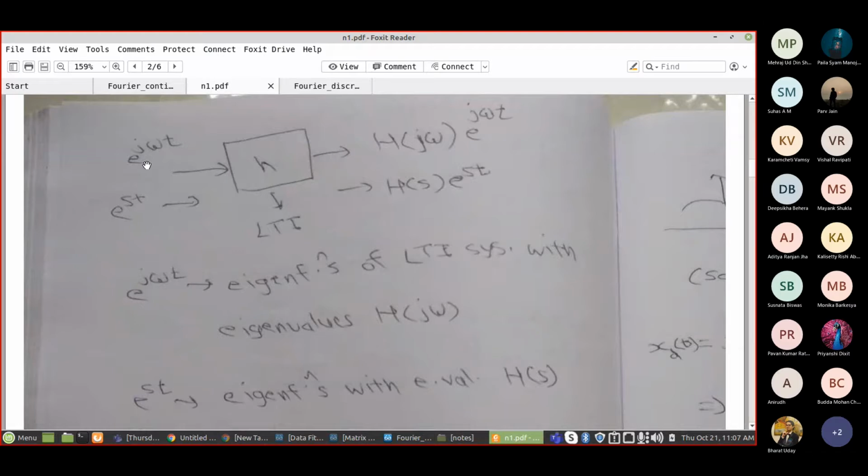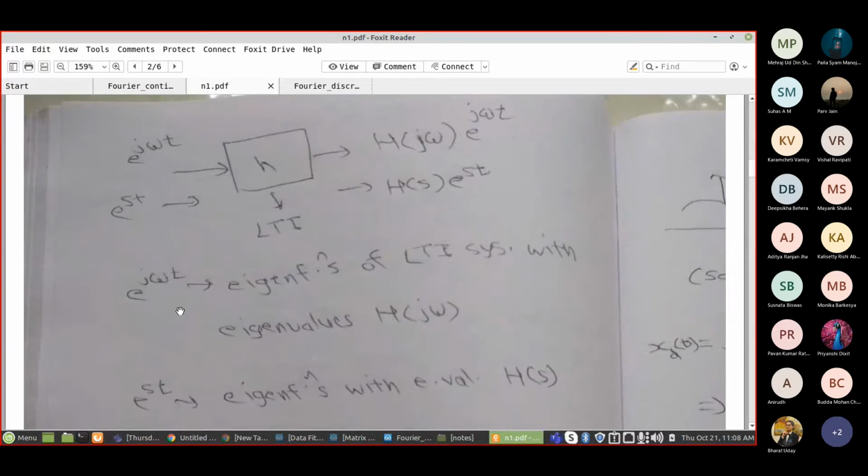This function is serving like an eigenfunction to this infinite dimensional system, and what we get as its output is just some complex number times this same function. Okay. So these complex exponentials are eigenfunctions of this LTI system. For any LTI system, they serve as eigenfunctions.